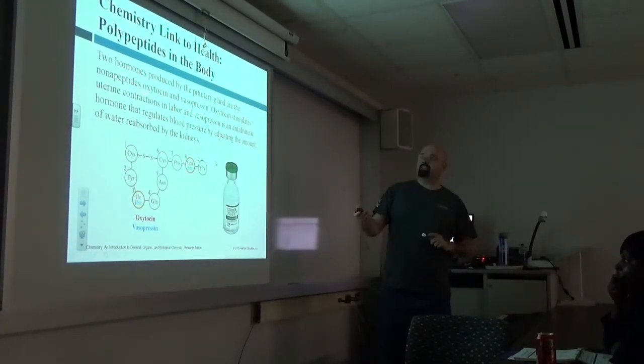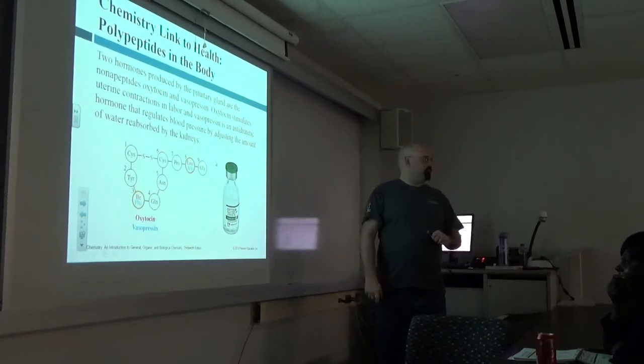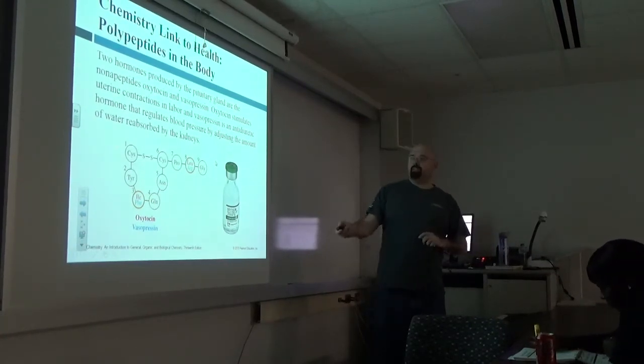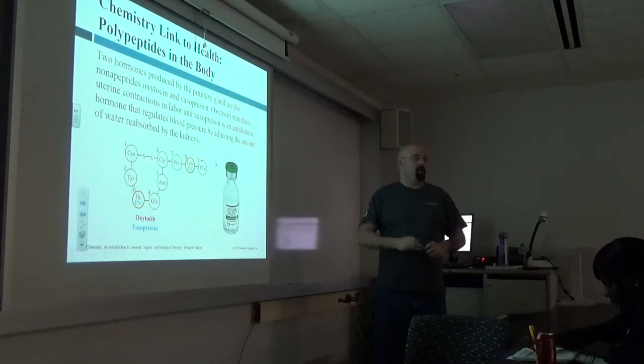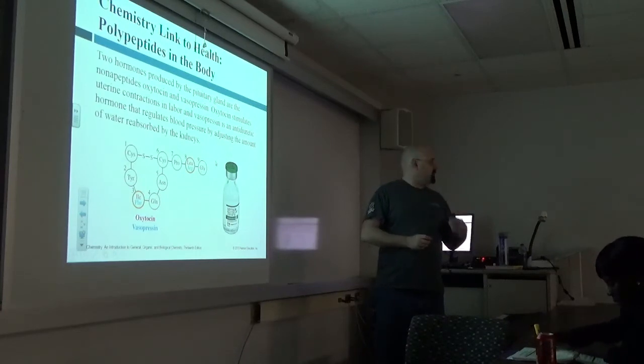Oxytocin stimulates uterine contractions in labor. So if you make this protein with an isoleucine and a leucine right there, then you get a hormone that, if you inject it into a woman that is currently pregnant, actually that might work even if you're not pregnant, and just cause some uterine pain, but it's what we use to induce labor.